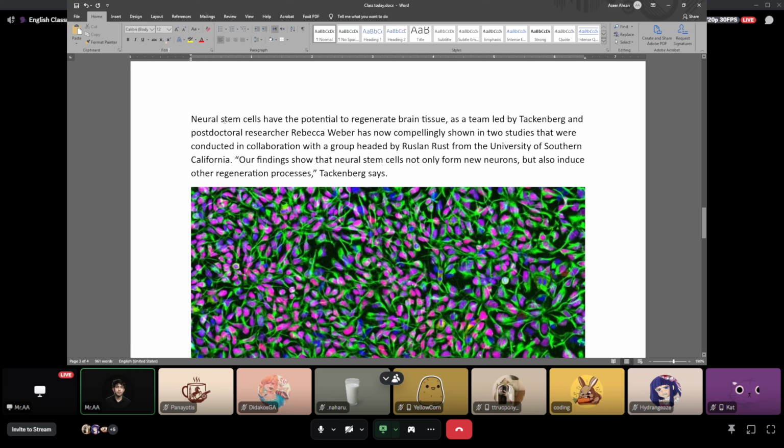Neural stem cells have the potential to regenerate brain tissue, as a team led by Tackenberg and postdoctoral researcher Rebecca Weber has now compellingly shown in 2 studies that were conducted in collaboration with a group headed by Ruslan Rust from the University of Southern California. Our findings show that neural stem cells not only form new neurons, but also induce other regeneration processes, Tackenberg says.